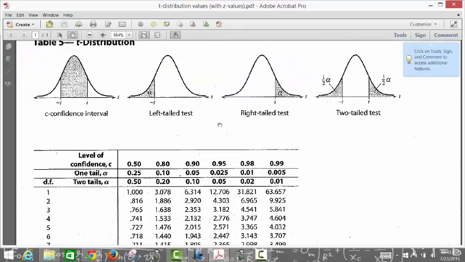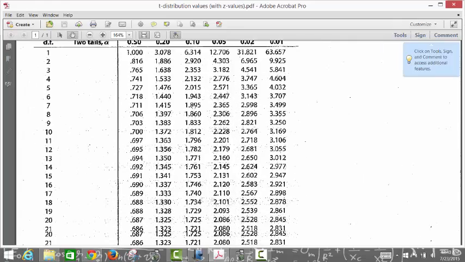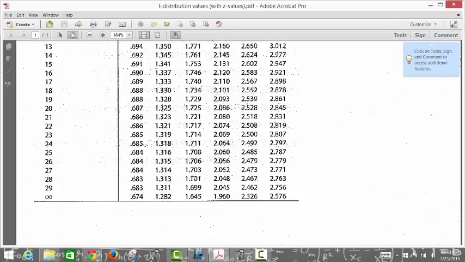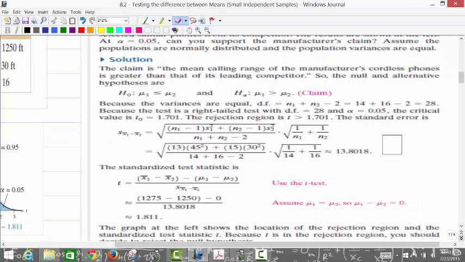So remember, this is where we have to be careful whether we choose one tail or two tail. So it's one tail, 0.05. So it's the third column, 28 degrees of freedom. And there it is, 1.701. So then our rejection rule, or decision rule, is we would reject if our test statistic t ends up being greater than 1.701. So now what we have to do is calculate that test statistic and see if it is indeed greater.